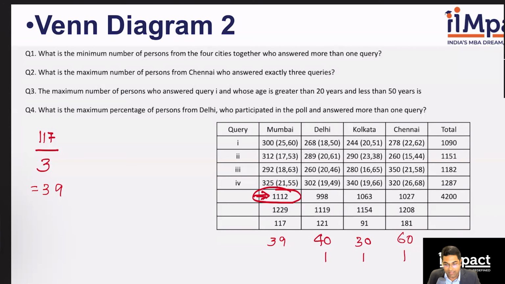Guys? Yes? It's a very simple thing. If I have to minimize the number of people, I will maximize the number of queries answered by each person. That's the only logic. Okay? So that is question number 1. Okay? Let's look at question number 2.